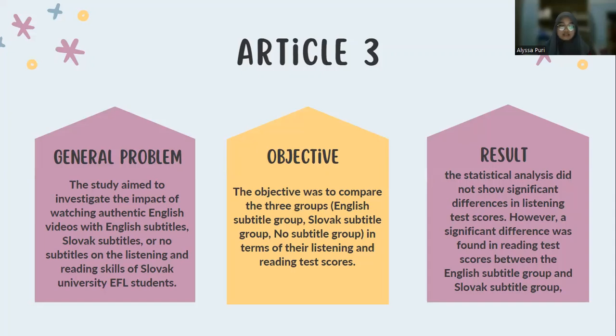The result of Article 3 is that the study found that there was no statistically significant difference in listening test scores between the three groups. However, in the reading test scores, a significant difference was observed between the English subtitle scores and the Slovak subtitle scores, with the English subtitles group showing better scores. No significant differences were found between the English subtitle or the Slovak subtitles group and the no subtitles group in reading test scores.